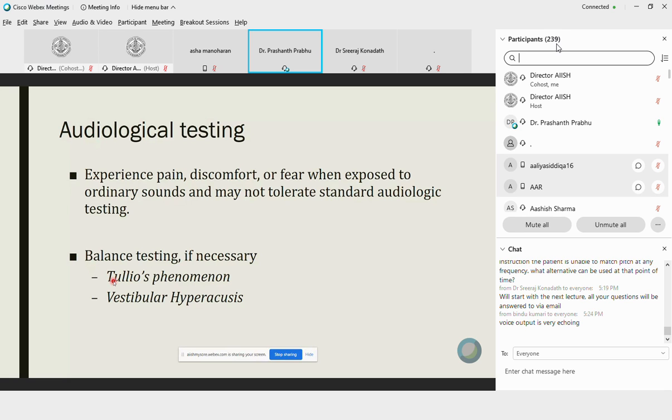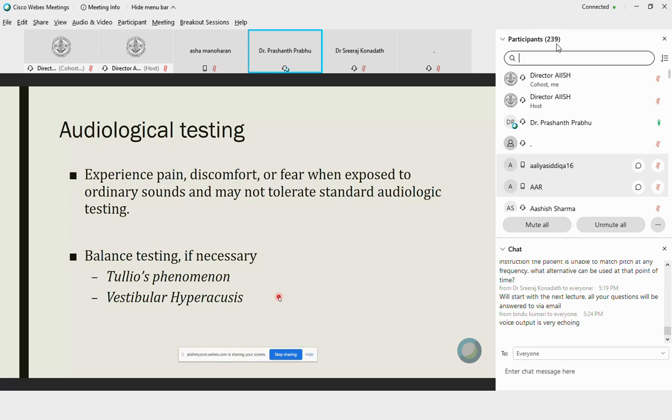So what is Tullio's phenomenon? It is sound induced vestibular symptoms. I mean, the person hears a sound and he gets giddiness. The person hears some loud sound and gets giddiness or any vestibular symptom, and that is referred to as Tullio's phenomenon, and that is more common in superior canal dehiscence, perilymphatic fistula, etc.